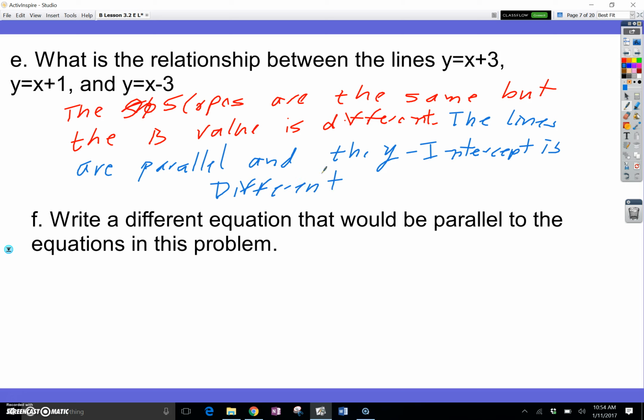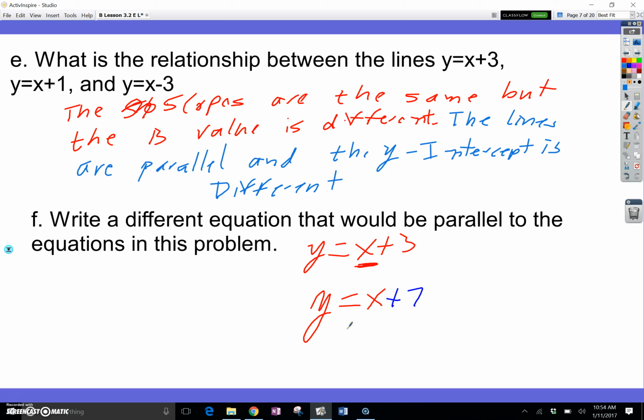Now I want you to write a different equation that would be parallel to the equations in this problem. So remember, the original equation was y equals x plus 3, and the slope stays the same. That's what it is in parallel lines. So I still need y equals x, and now I just need a different b value. It can be any number, it can be positive or negative. I'm just going to put plus 7.